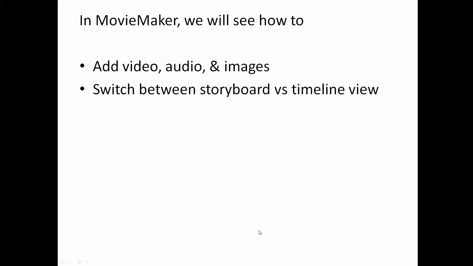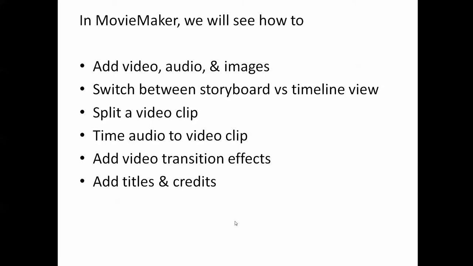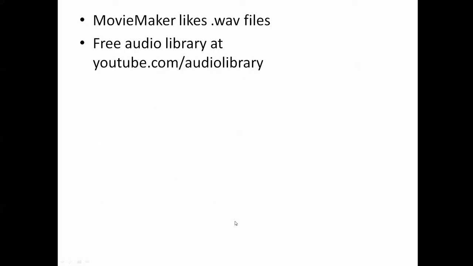We'll switch between storyboard and the timeline view. We'll learn how to split a video clip. We'll learn how to time your audio clip to your video clip. We'll add some video transitions. We'll add titles and credits. And then we'll save the movie file.